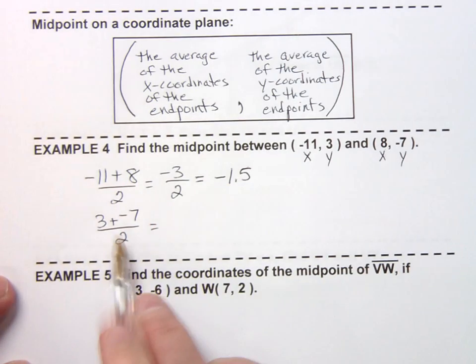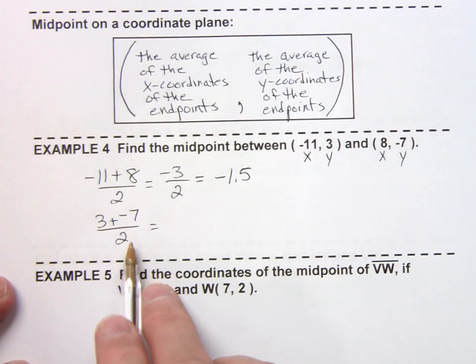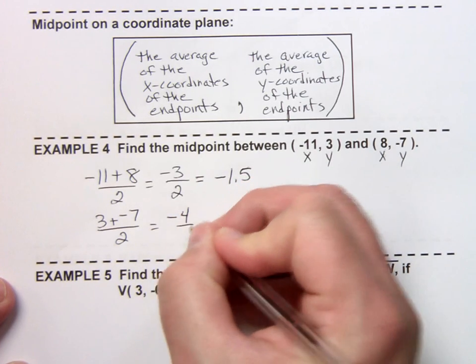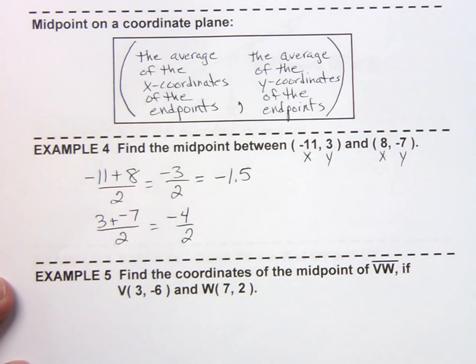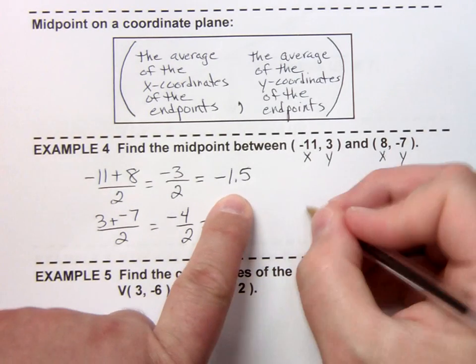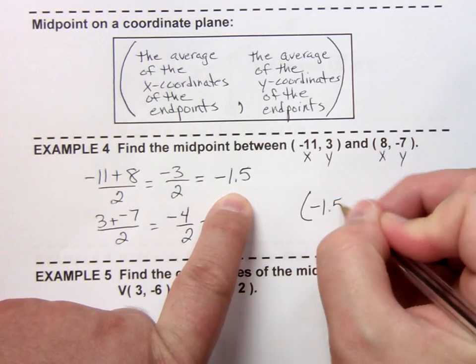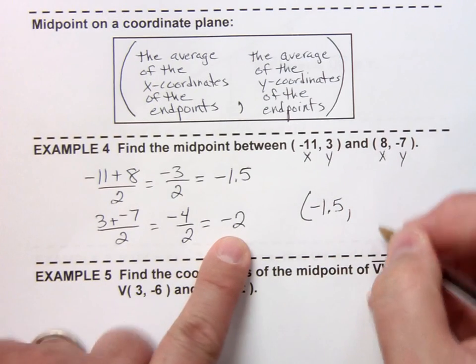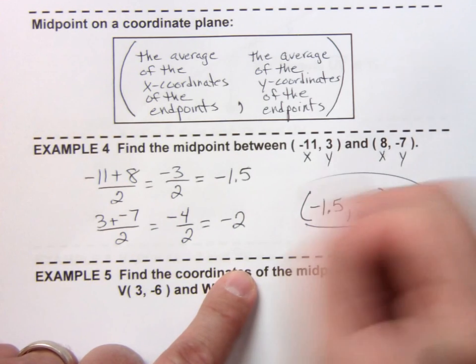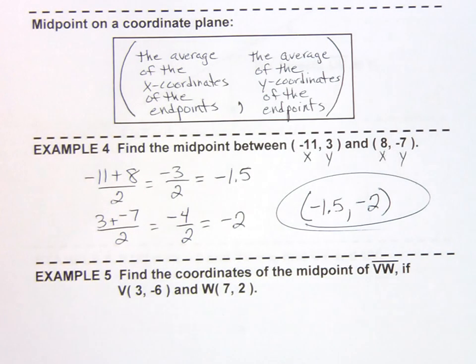When you add a negative number, you're really subtracting. So we're doing 3 minus 7, which is negative 4. Then we divide it by 2, which gives us negative 2. So we found the x coordinate for the midpoint when we averaged the x coordinates from the endpoints. And we found the y coordinate for the midpoint when we averaged the y coordinates from the endpoints. So there is our midpoint.